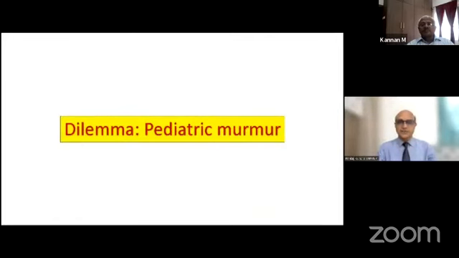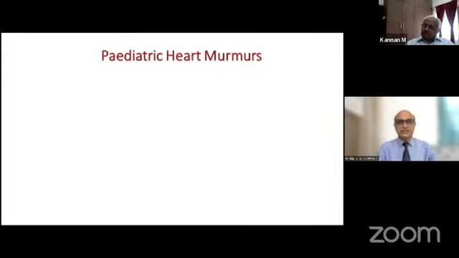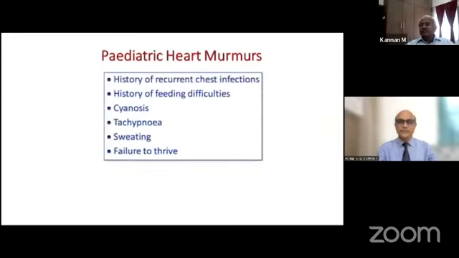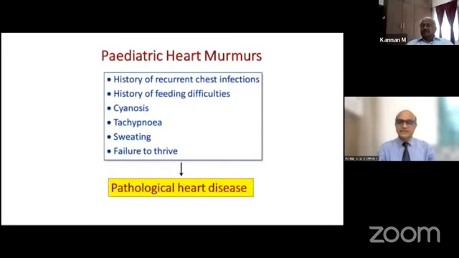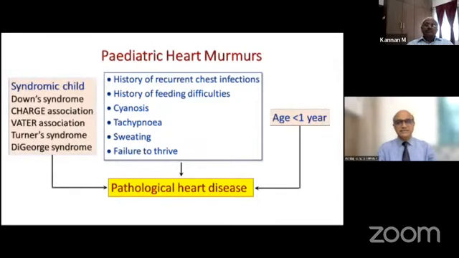The first one is a murmur. If you put a stethoscope onto a child and you hear a murmur, we have to see whether this is an innocent murmur or is likely to be a pathological one. If there is a history of recurrent chest infections, feeding difficulties, cyanosis, tachypnea, sweating or failure to thrive, then it is possibly a pathological heart disease and you should be more careful in auscultating these children. Another aspect which can help you diagnose a pathological murmur is if the child is syndromic, and if syndromes and associations are linked to the child, then you would have to assess him or her further, especially when the age of the child is less than 1 year. That means we'll have to investigate further with an electrocardiogram or a 2D echocardiography.